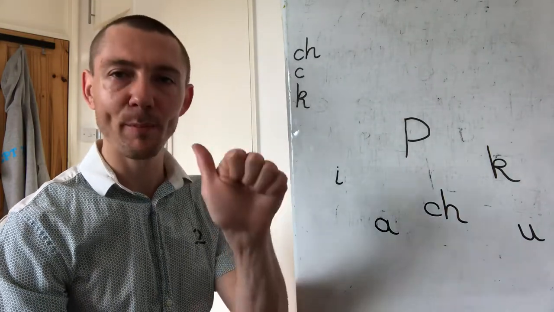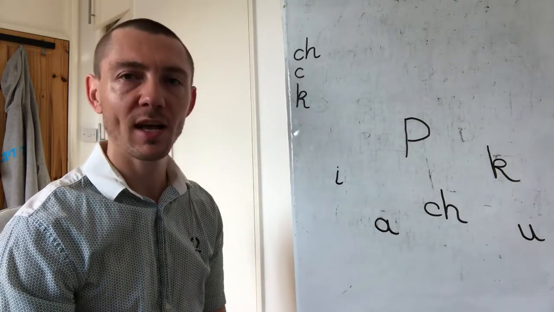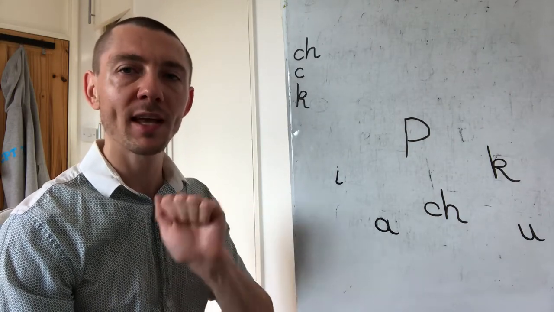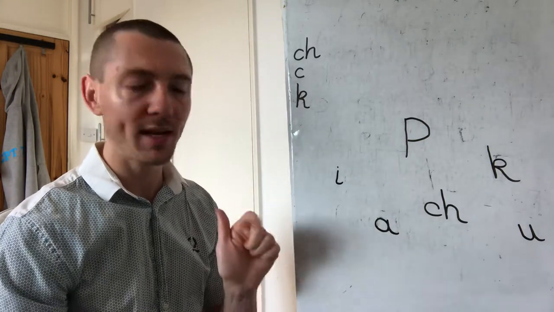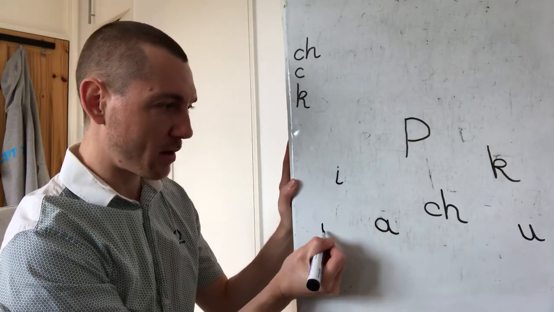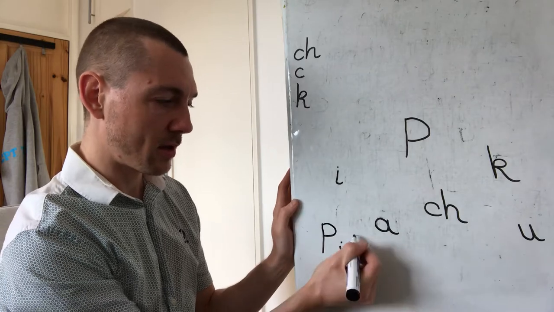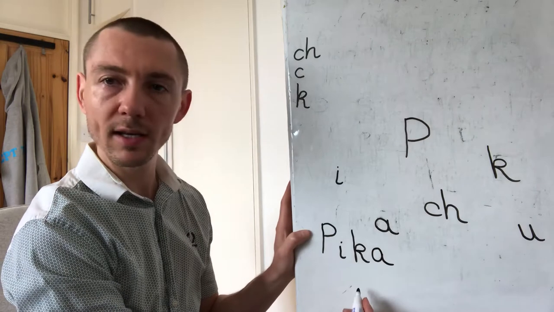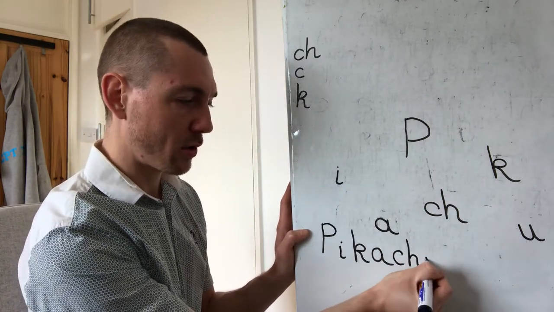Pikachu, three syllables. And Pikachu, of course, has a k spelling in the second syllable. So say the sounds and build the word Pikachu. And we say p, i, k, a, ch, u.